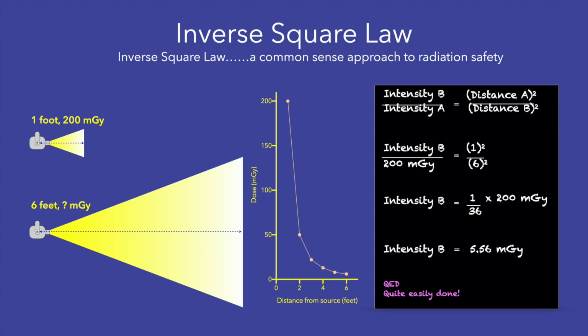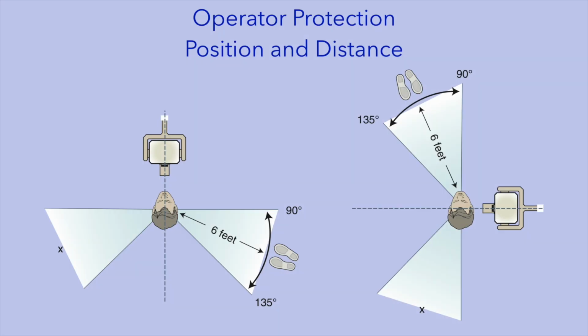is achievable with distance. In addition to distance, position yourself at an angle of 90 to 135 degrees to the primary beam of radiation. This position represents the location where the least amount of scattered radiation reaches the operator.